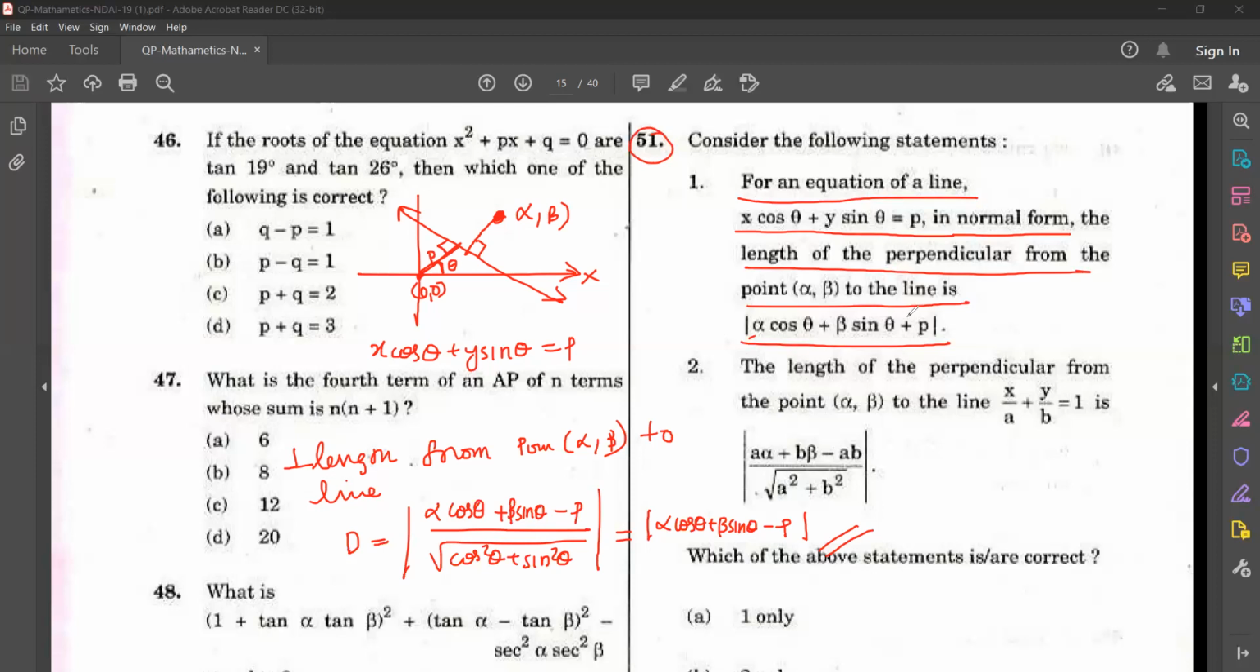Okay, but here instead of minus they have given plus. So the statement is wrong. The first statement is wrong. Please copy down, if you don't know, the formula for the perpendicular distance from a point to a line whose normal form is given. We can use this formula.